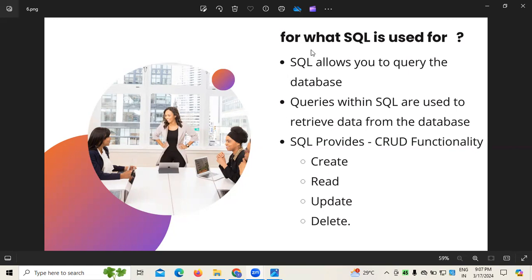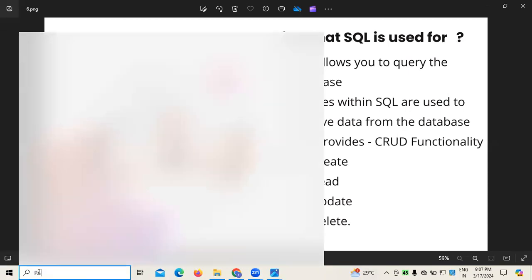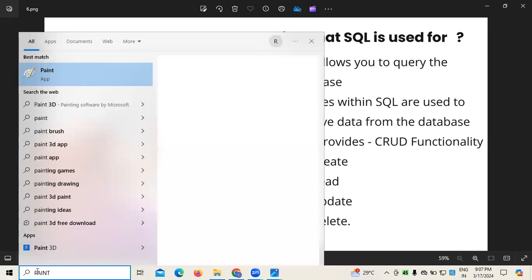These are the basics about SQL. Now, today I'm going to discuss one of the important topics. Being a BA, first of all, you have to know. One minute, let me open Paint.